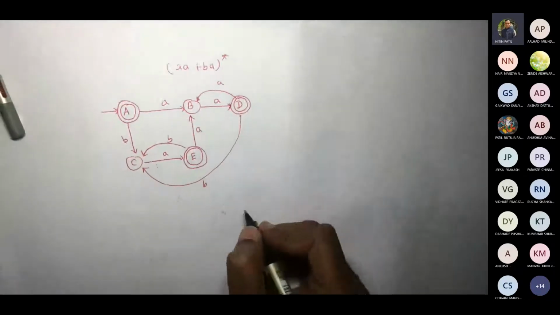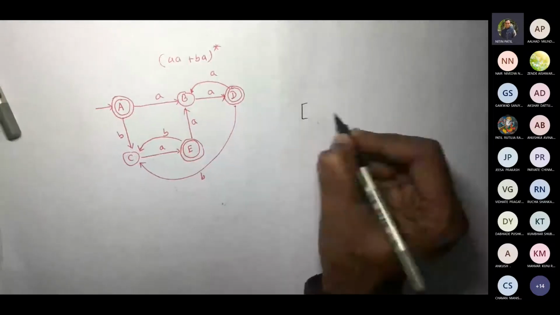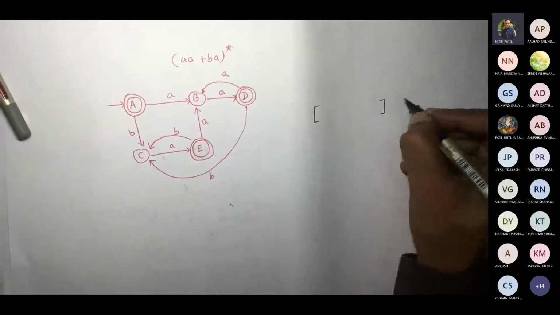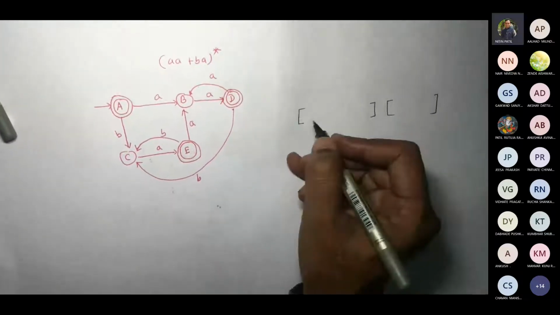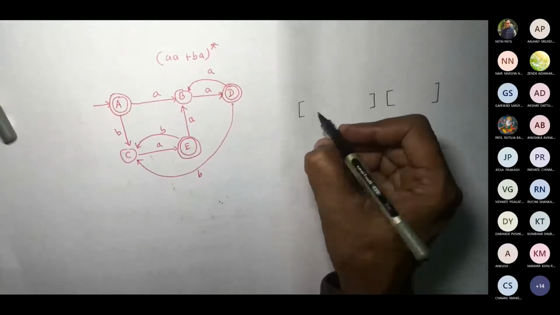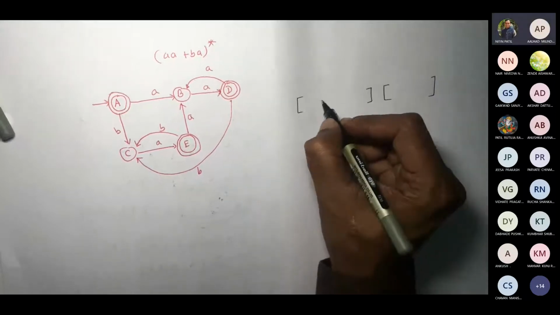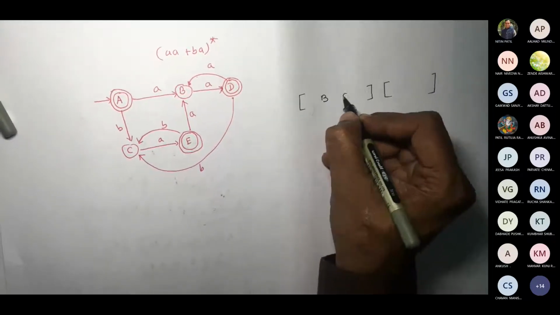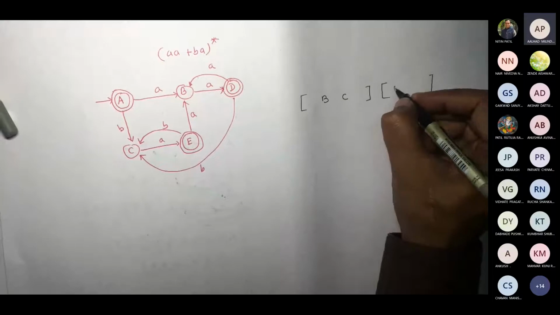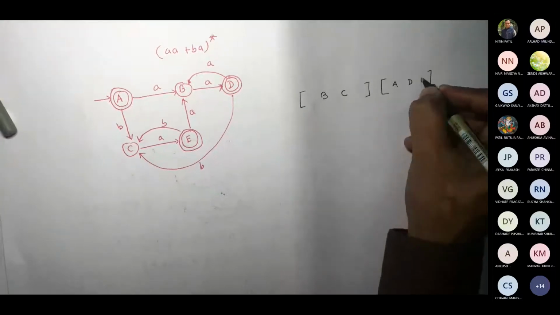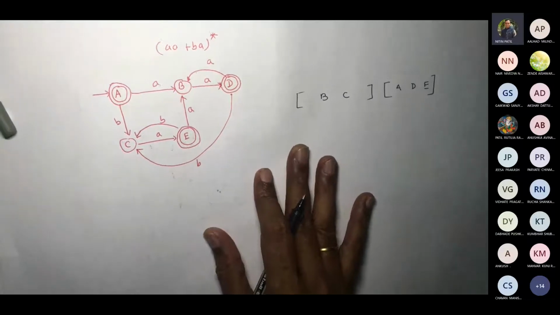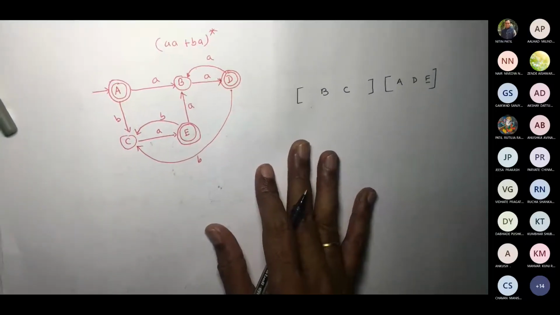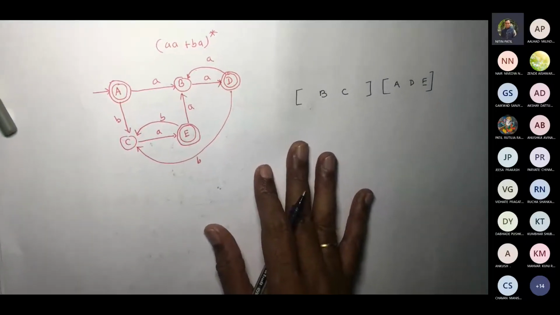Now you have final and non-final states. Which is final and which is non-final? First is non-final and then final. Give me which is final and which is non-final. Non-final would be B and C, and final would be A, D, E.